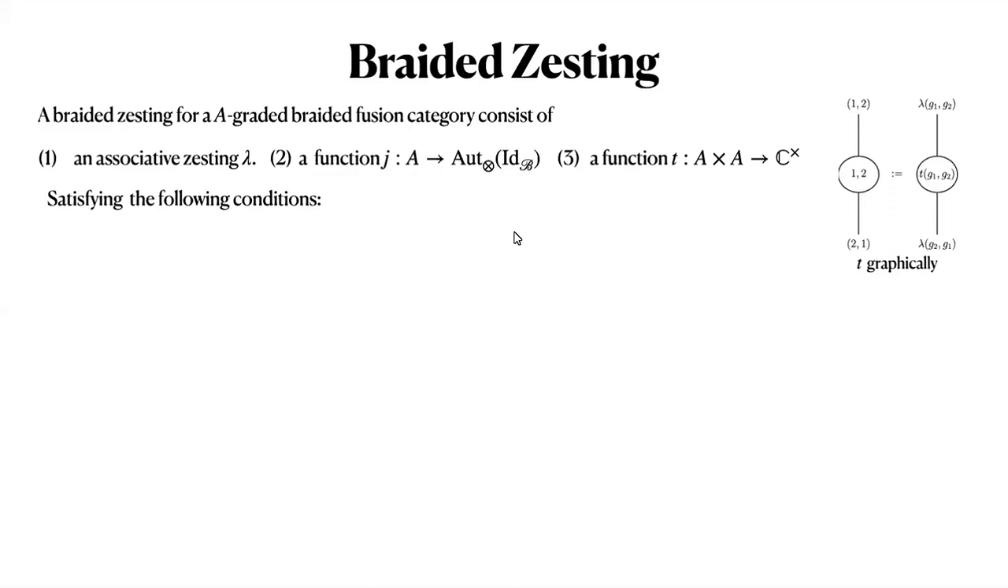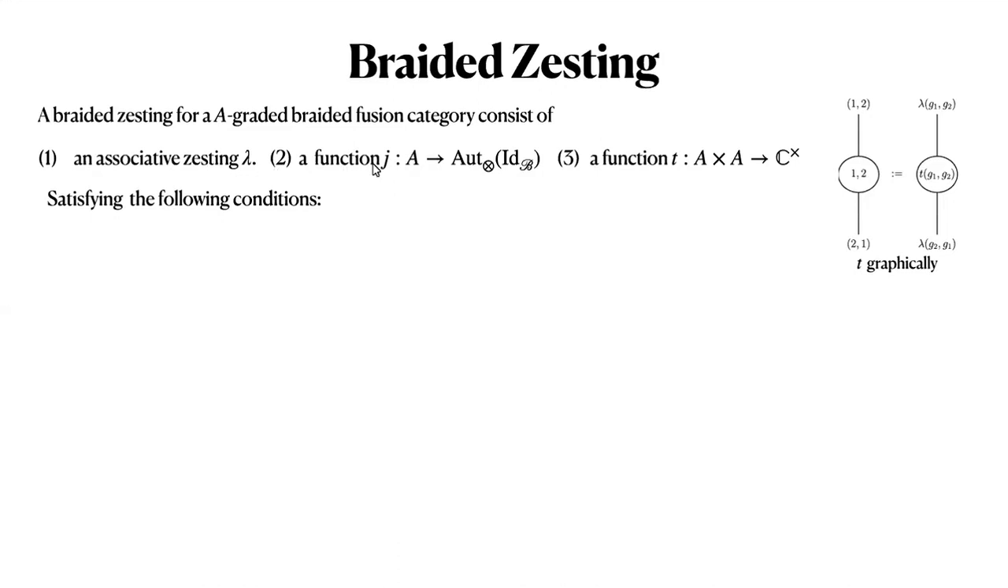Okay, now this braided zesting. So the idea is that you start with a braided category again, graded by an abelian group A. Then you also need an associative zesting. So this is something that you start with. And now we want to define a braiding for this associative zesting.